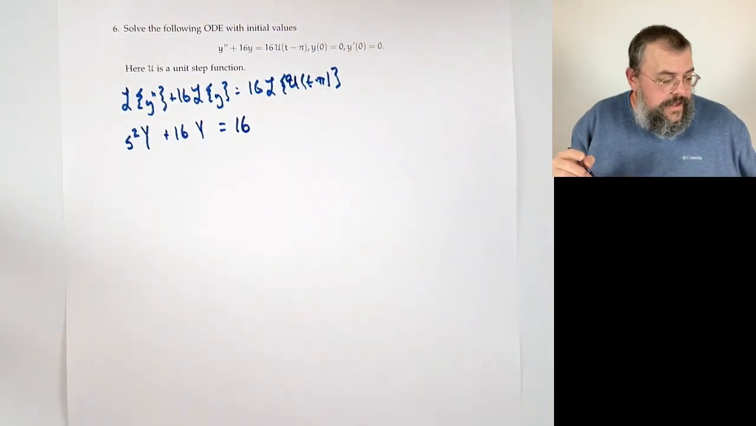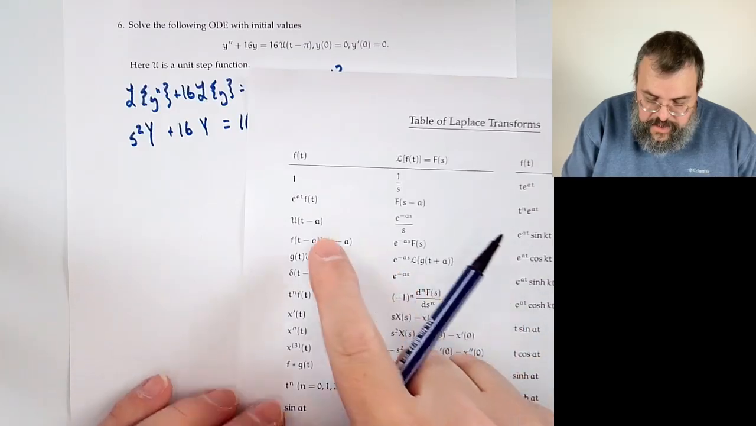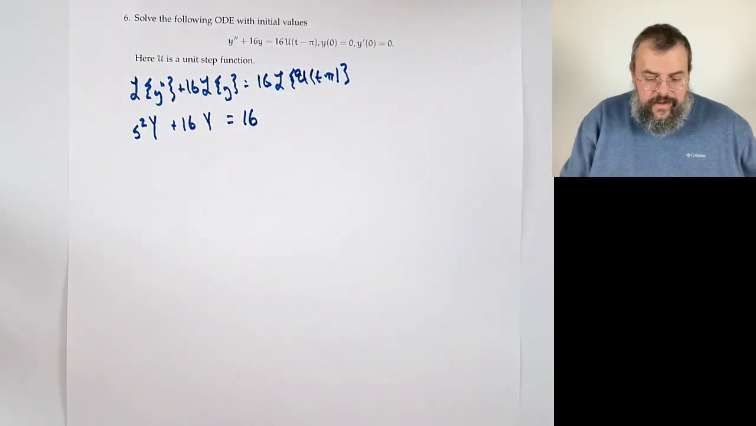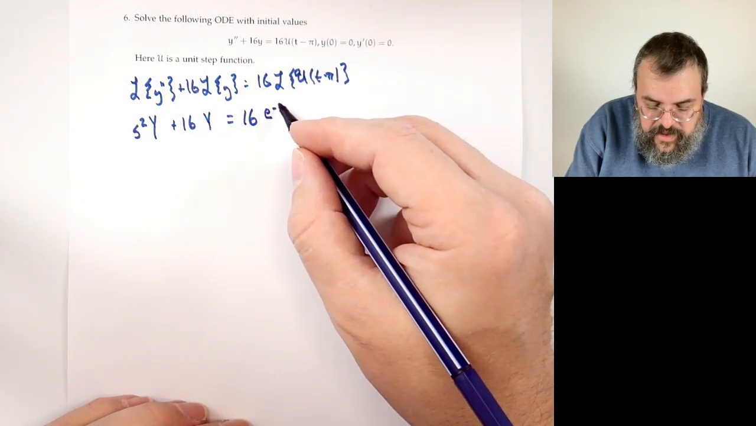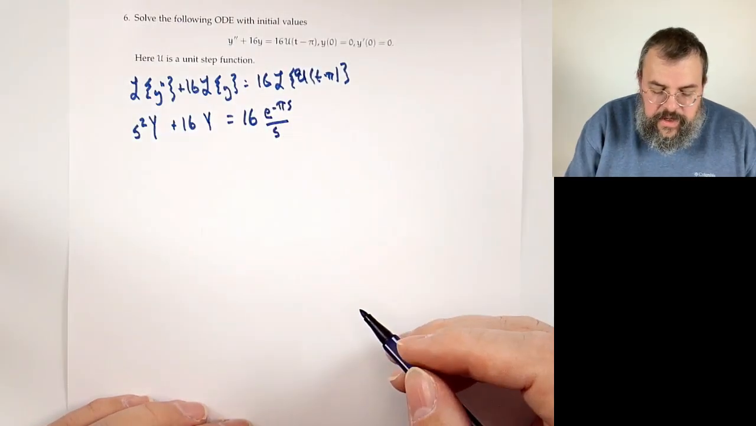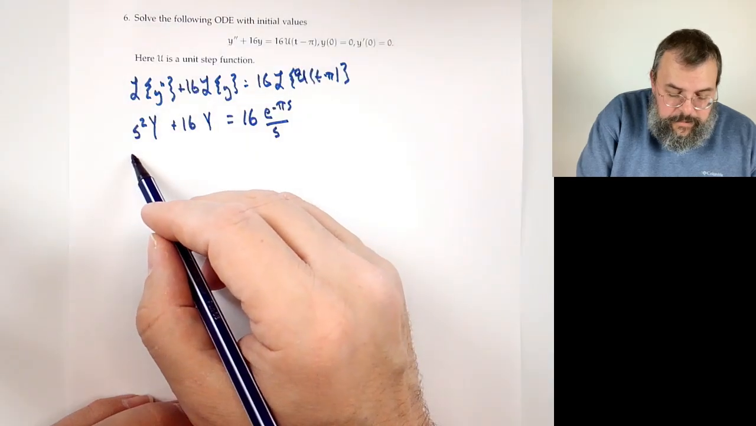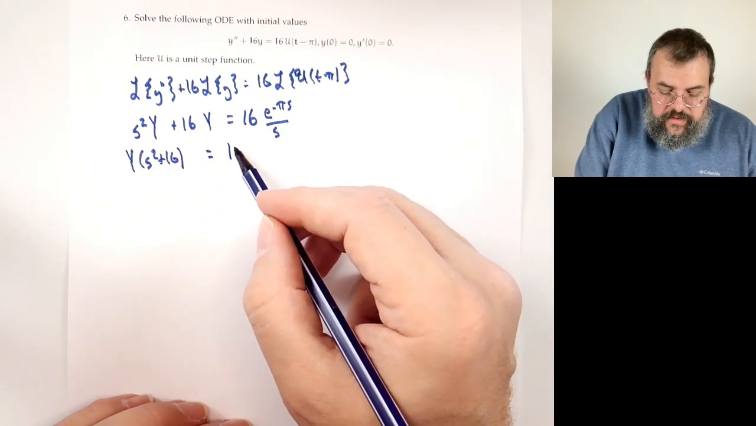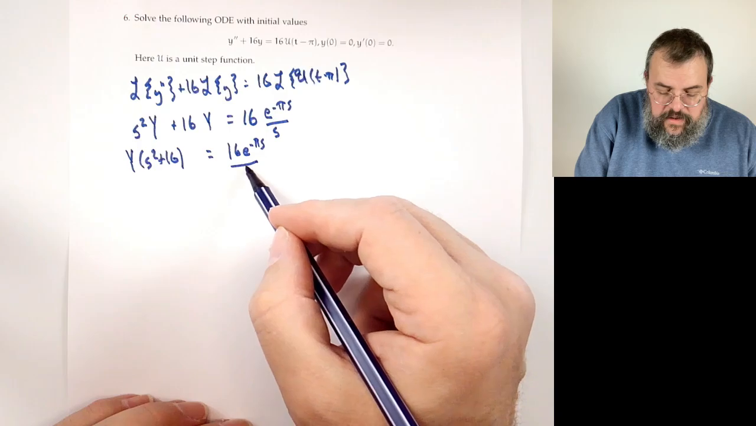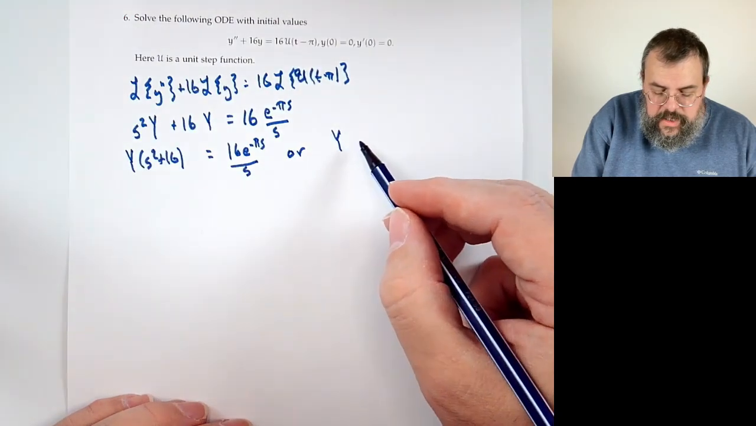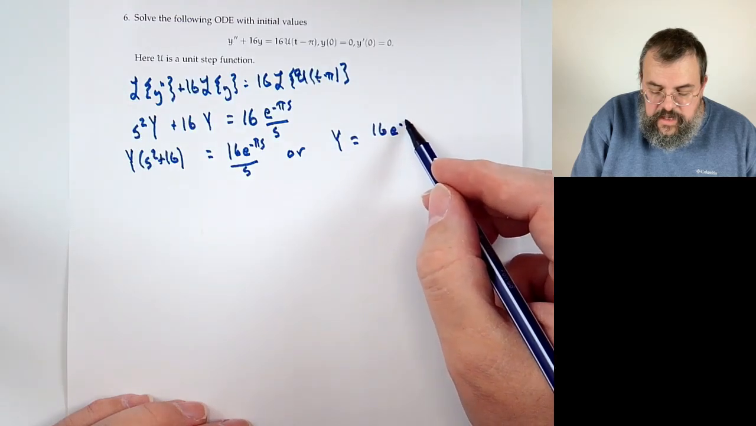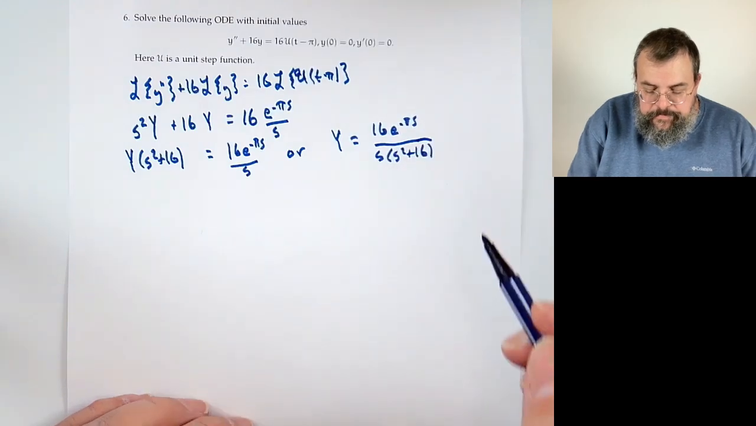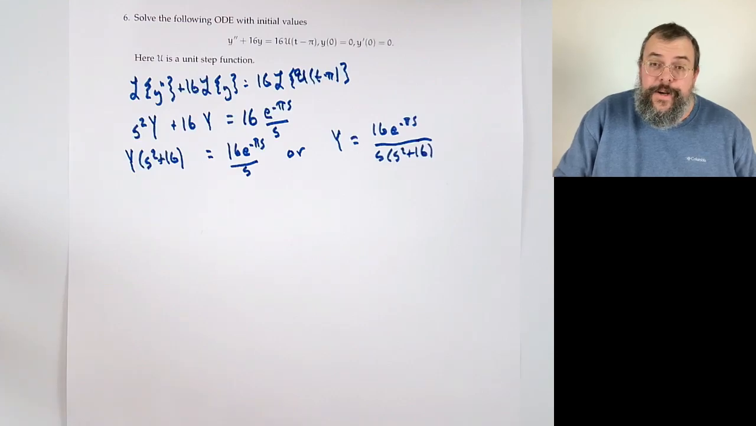Oh, they didn't talk about our unit step function, but the unit step function, t minus a, is e to the minus as over s. So in our case, e to the minus pi s over s. All right, great. Well, not too hard to figure out what to do. Factor out y times s squared plus 16 equals 16 e to the minus pi s over s, or we get that y is equal to 16 e to the minus pi s over s times s squared plus 16. All right, and now comes the fun part.